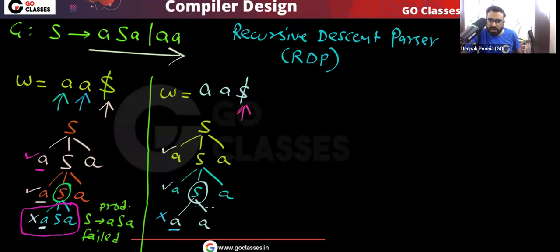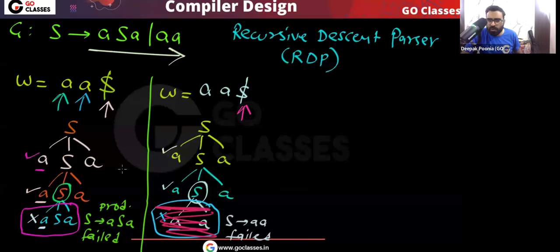What it means is that this production also failed. Notice that this S going to A also failed. What does it tell you? Now you will backtrack. You will remove this production. Now you will go here, and to this S you will ask, do you have any other production to try? Because both your productions have failed.